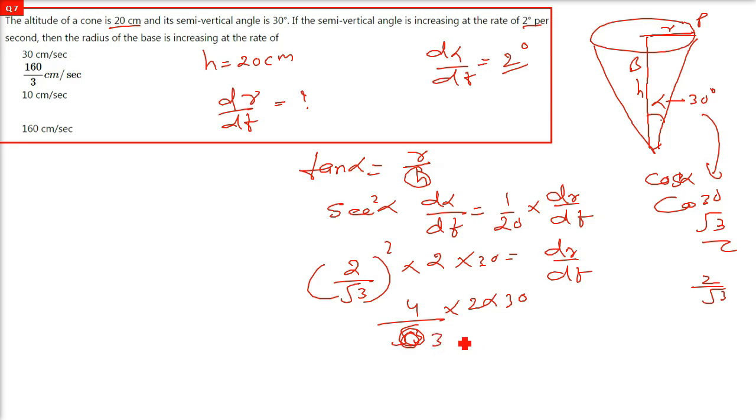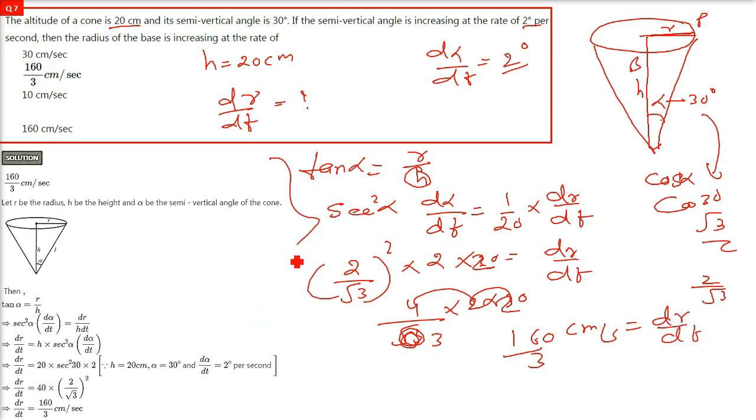The main thing is that h, which is 20, has to be kept as 20 in this case. Then we have to use the trigonometric identity which I used. Tan alpha is r by h, because sometimes you may use sin alpha or cos alpha, but since r and h are given, I have specifically taken tan alpha. So 160 by 3 centimeter per second is your answer, dr by dt. Now let me give you a reference also. This is how you are going to make the diagram, and you have to write it.